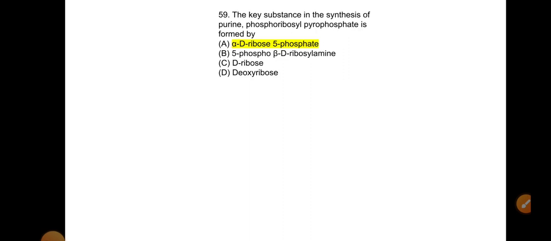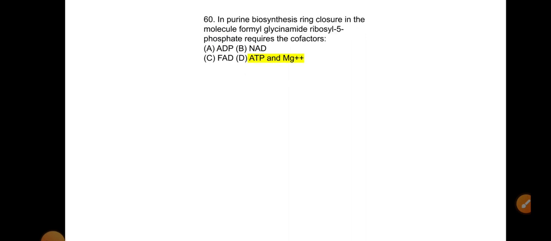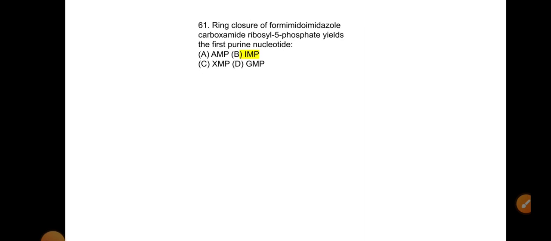59, the key substance in the synthesis of purine, phosphoribosyl pyrophosphate, is formed by alpha D ribose 5. Basically, it's ribose 5 phosphate. If it is written alpha D, then also you can take it. 60, in purine biosynthesis, ring closure in the molecule formyl glycinamidine ribosyl 5-phosphate requires the cofactors ATP and Mg plus 2. Whenever you read that metabolism part of nucleic acids, you will get to see these answers there.